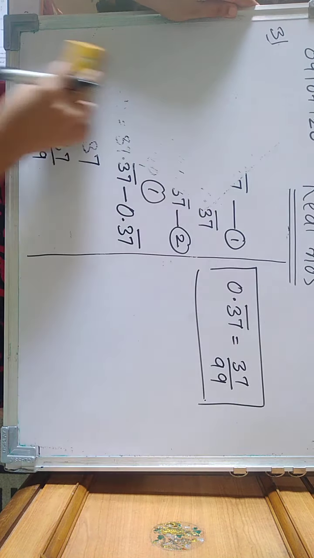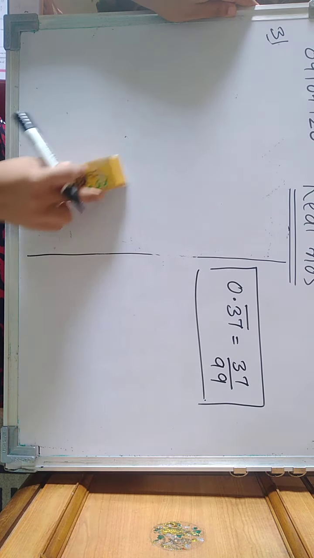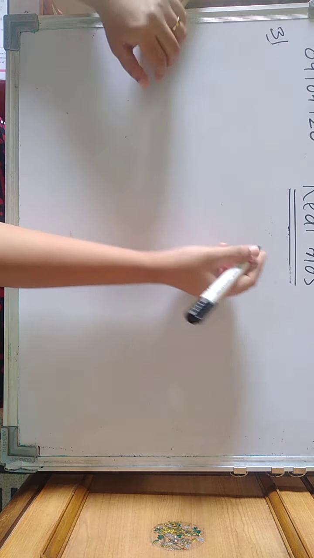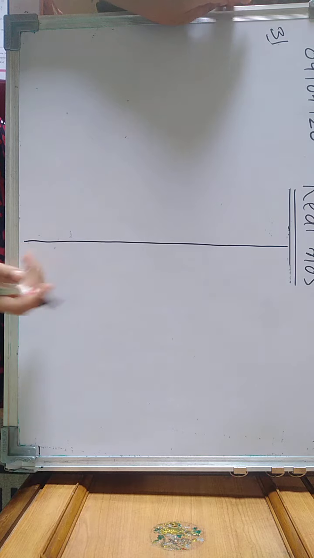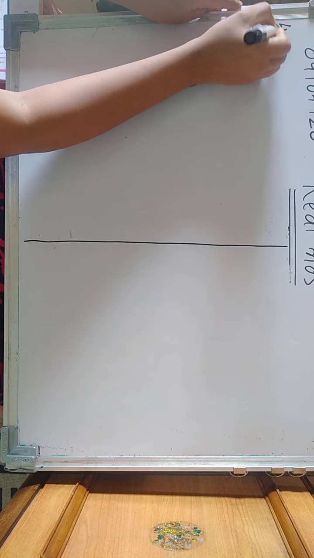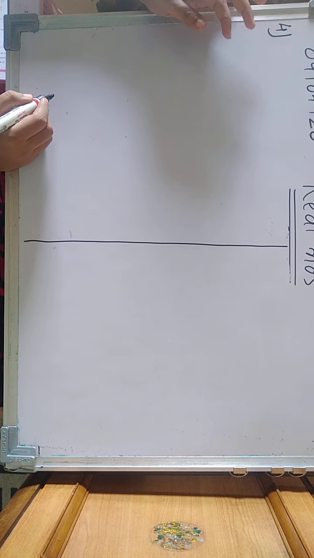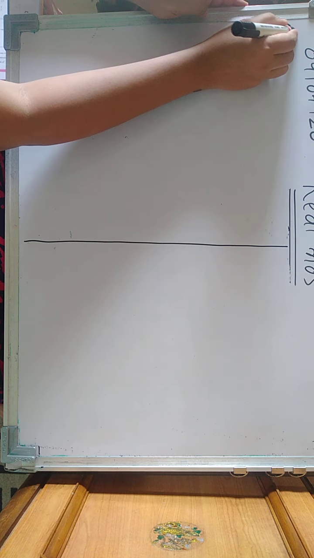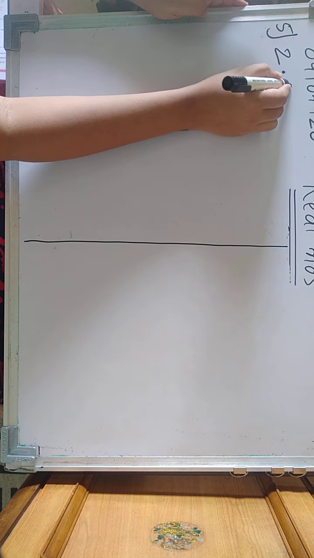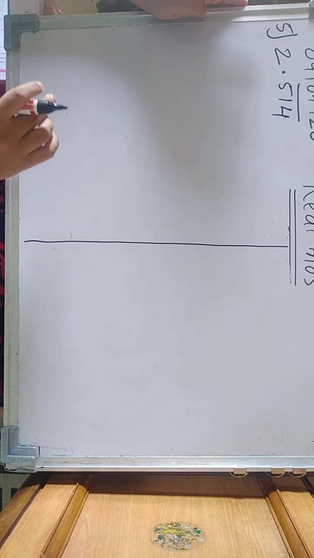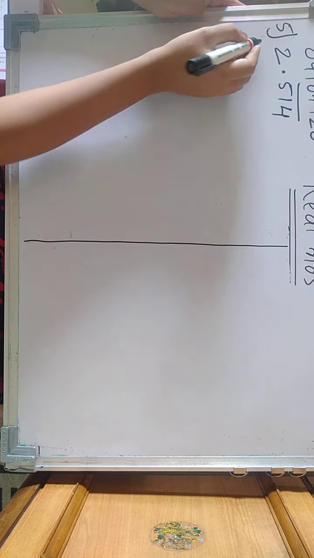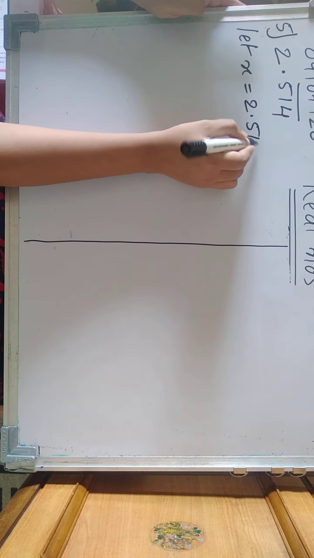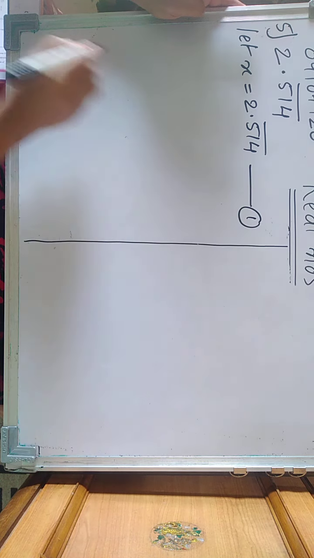Question number 3 I leave for you all to solve as homework. I'll help you with question number 4. Okay, let's see question number 4. Question number 5. Let's solve question number 5. Question number 5 is 2.514 recurring. Step number 1. Let x be 2.514 recurring. Call this step number 1.